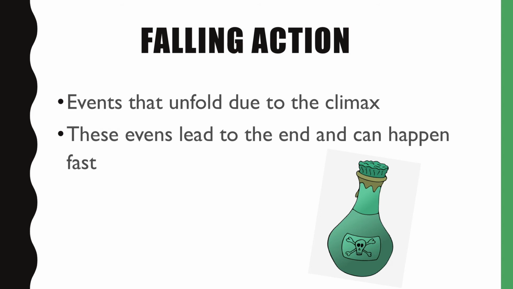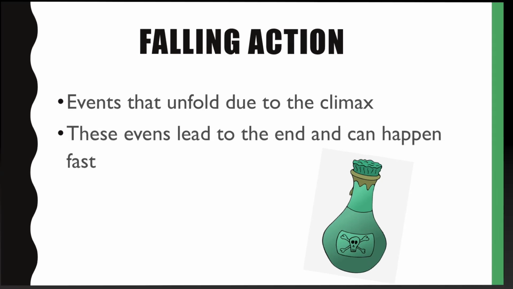Romeo hears the news of Juliet's death and buys a real potion that will kill him. Romeo drinks the potion, dies. Juliet wakes up and takes her own life after seeing her dead husband.